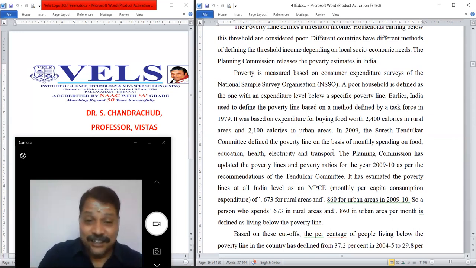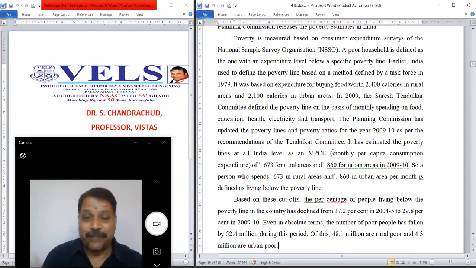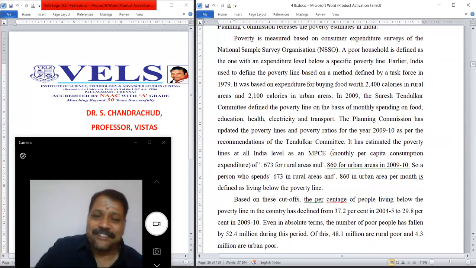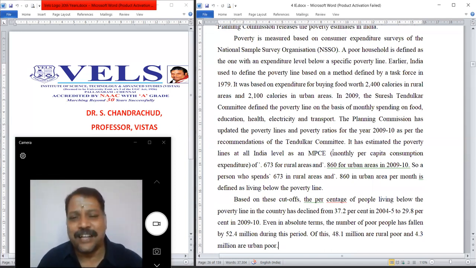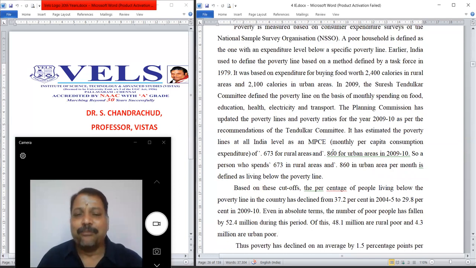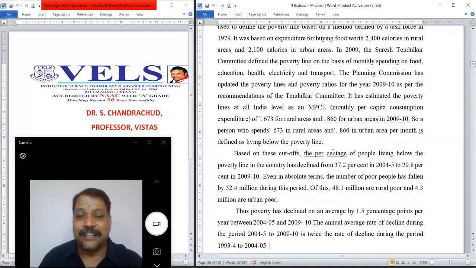This was announced in 2009-10 based on the Tendulkar Committee recommendation. So a person who spends rupees 673 in a rural area and rupees 860 in an urban area per month is defined as living below the poverty line. If you are not able to have this much money, then you come under below poverty line.